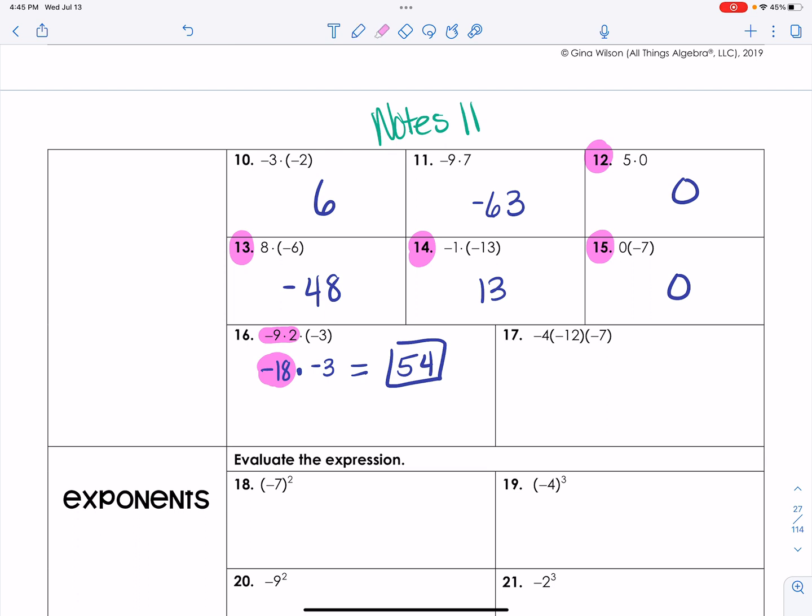So same thing on the next one. You multiply the first 2 together, and that is a positive 48 times a negative 7. I don't know what 48 times 7 is, so I'm going to do it, and my answer is 336, but my signs are different, so it's going to be a negative.